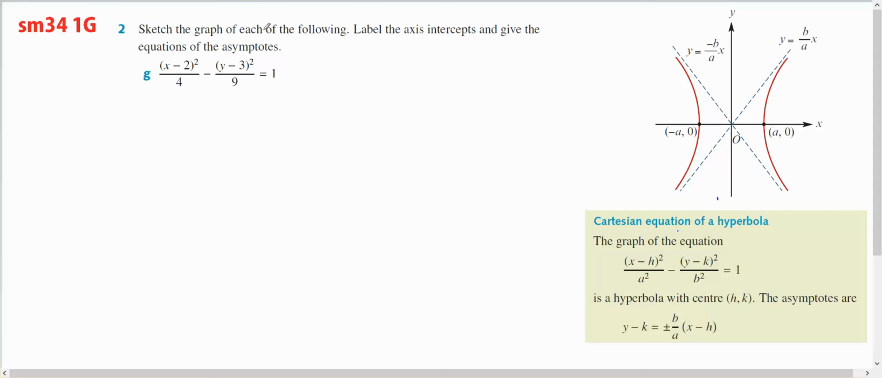This is for Year 12 Specialists. It comes out of 1G. It's Sketching Hyperbolas. Now, we know that if I have x squared plus y squared equals 1, it's a circle.